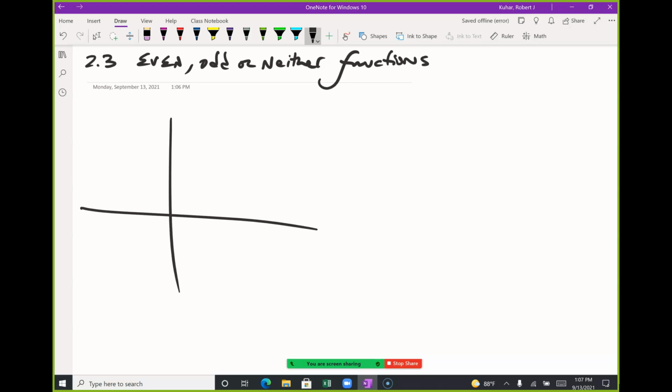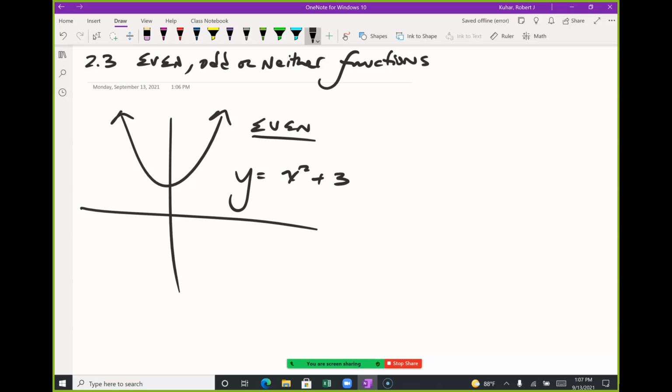An even function would be something like y equals x squared plus 3. So when I have this fold on the y-axis, it's symmetric, okay? So this is an even function. And the key is if I put in opposite x's, opposite inputs yield the same output.